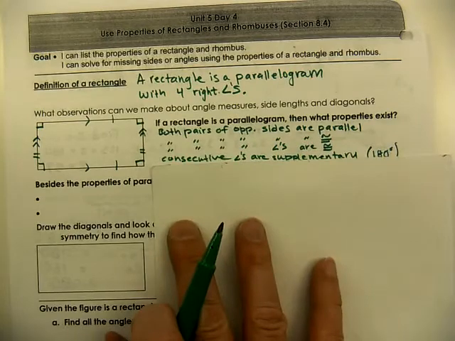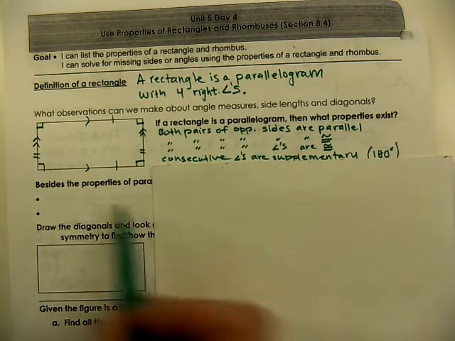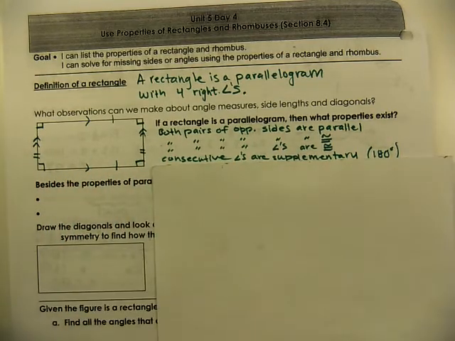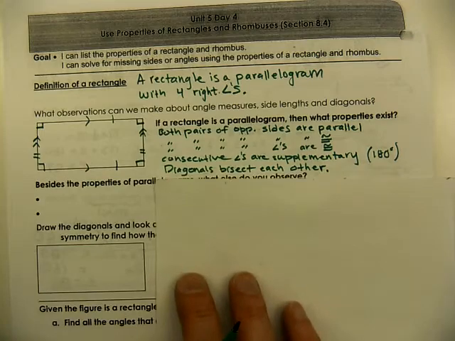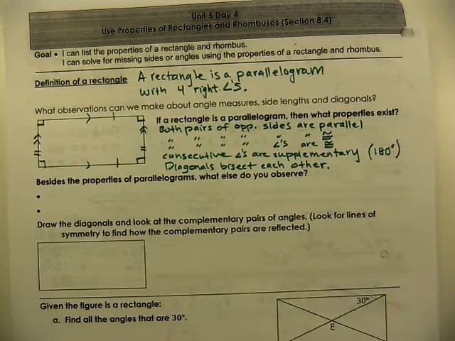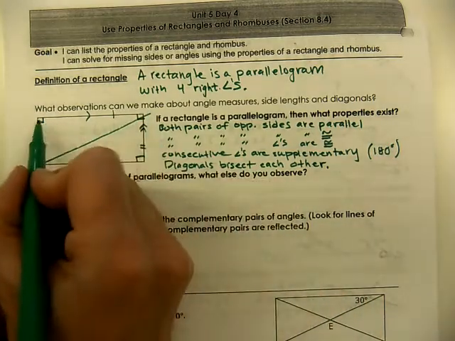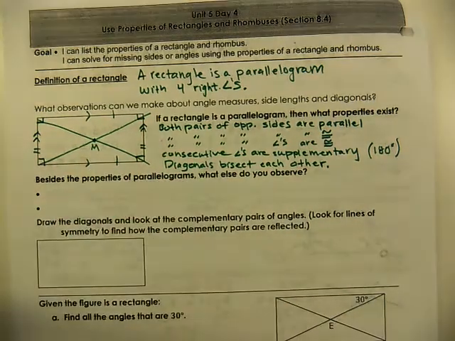In a parallelogram, we learn that the consecutive angles are supplementary. That means they add up to 180 degrees. Sure enough, a right angle plus a right angle, 90 degrees plus 90 degrees, adds up to 180. That makes sense. The last one now has to do with the diagonals. The diagonals bisect each other. And what we mean by that is each diagonal is cut in half by the other. So that means you have a midpoint right there in the middle.